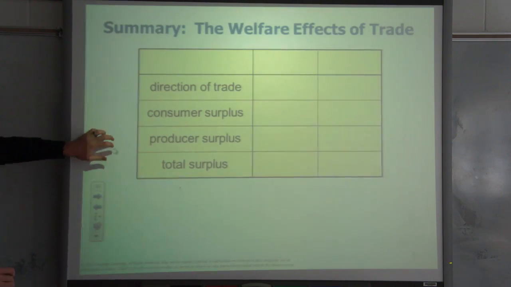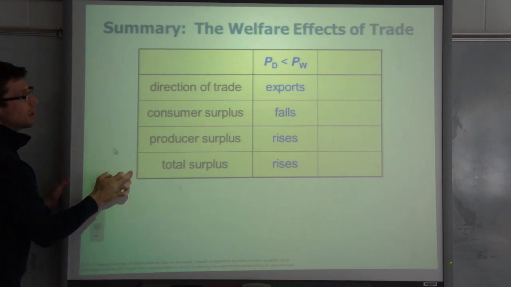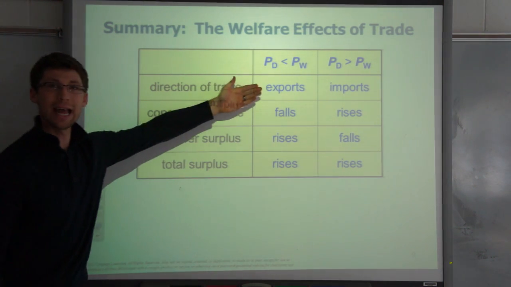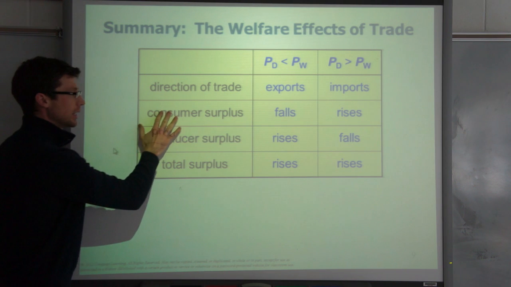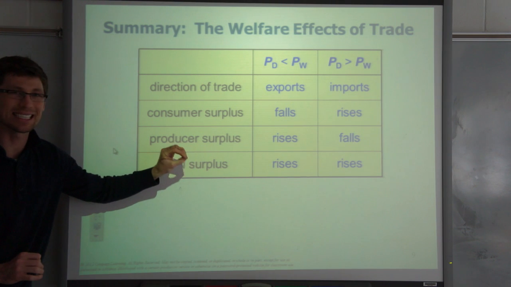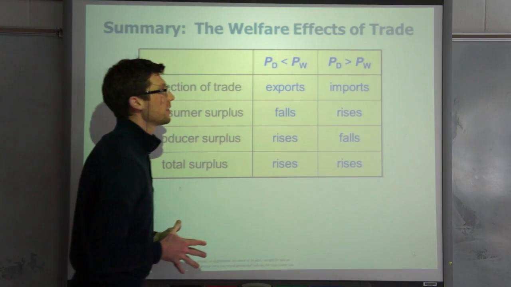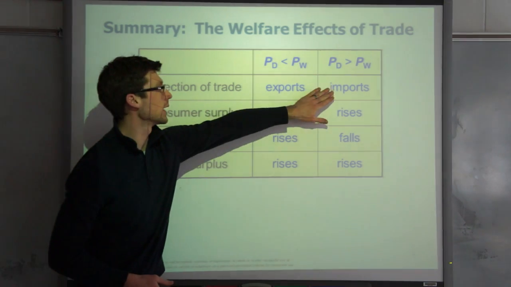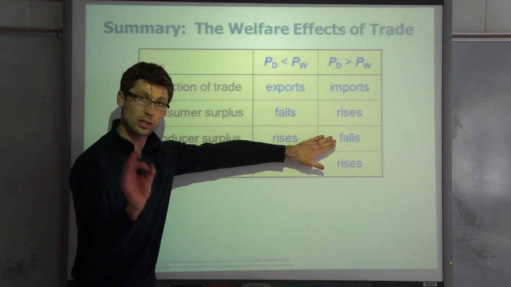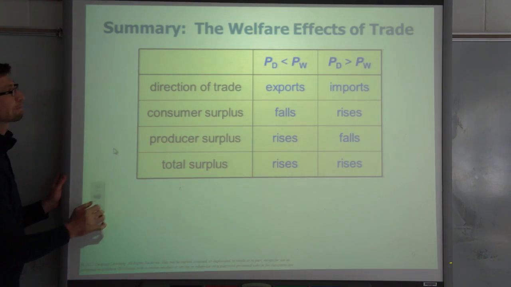Okay? So, the summary slide here, we're not quite done, but this is just a brief summary. When we have the domestic price less than the world price, we're going to export because we do it at a lower cost. Consumers are going to be hurt domestically, yes, but producers are going to gain, and their gains will exceed the losses for consumers. Over here, with the domestic price exceeding the world price, we're going to import. Consumer surplus is going to rise. Domestic producers' surplus is going to fall, and total surplus will rise.